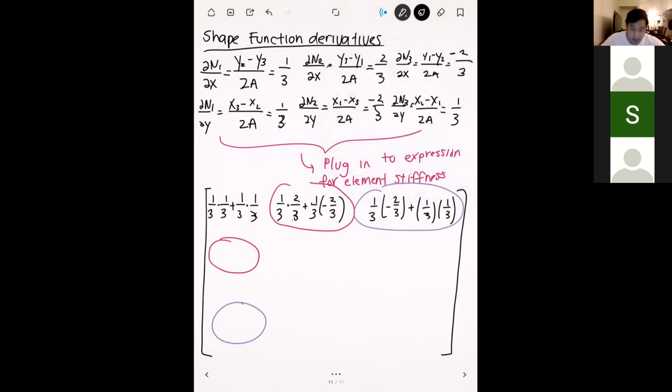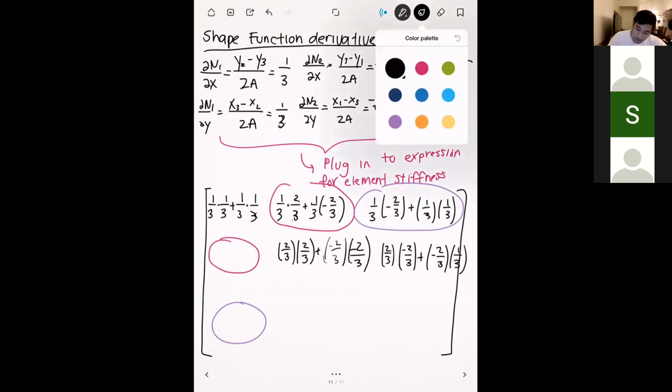Okay, so now let's write out the diagonal. That's going to be dN2/dx squared, so 2/3 times 2/3, plus minus 2/3 times minus 2/3. That's dN2/dx squared plus dN2/dy squared. And then we have the term out here: dN2/dx, which is 2/3, and dN3/dx, which is minus 2/3, plus dN2/dy, which is minus 2/3, and dN3/dy, which is 1/3.